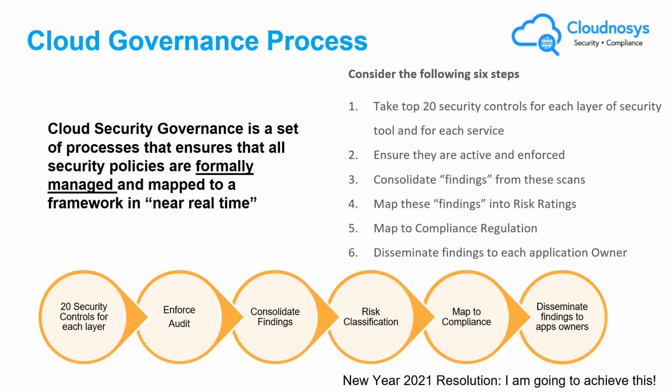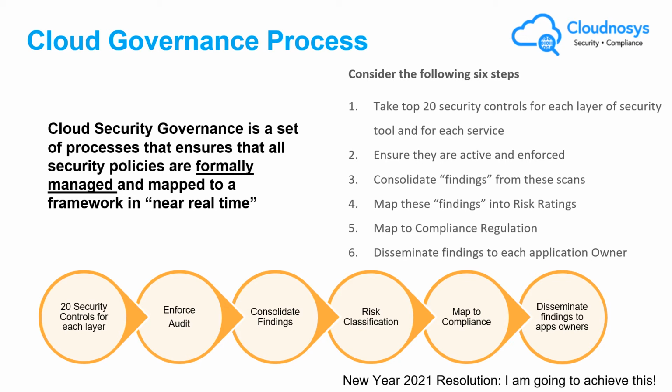If I were to summarize this entire webinar in one slide, this would be the slide. You should be setting a new year resolution, and you should say to yourself, I'm going to achieve this year. I'm going to start this now. This sixth step: take 20 security controls for each service, for each tool, and make sure it's active and enforced. Okay, it will generate findings.